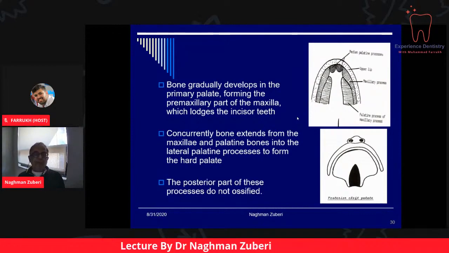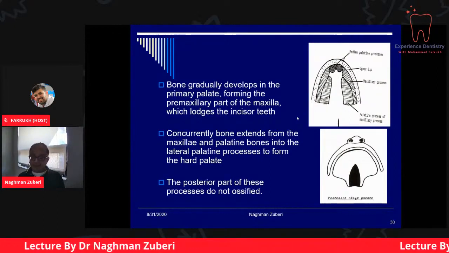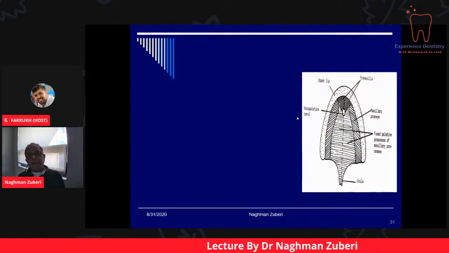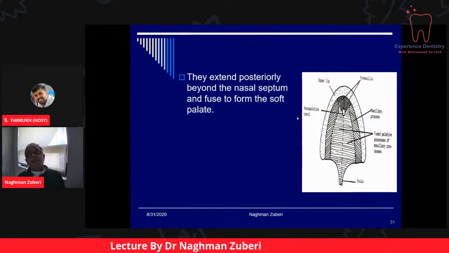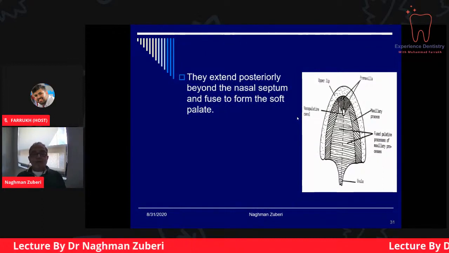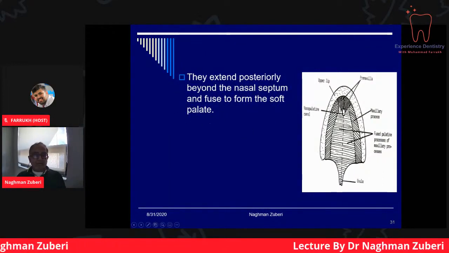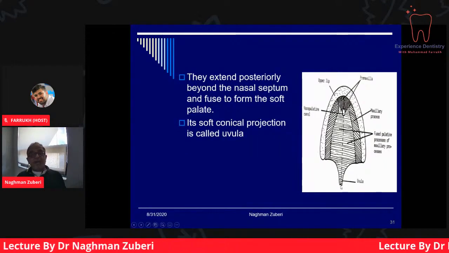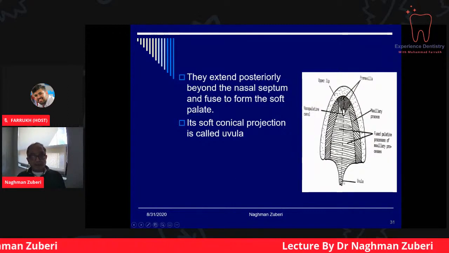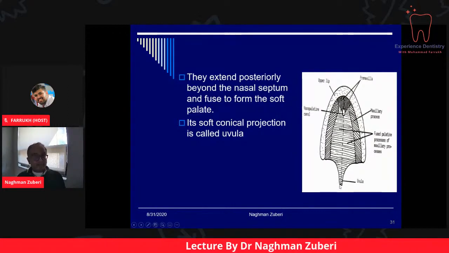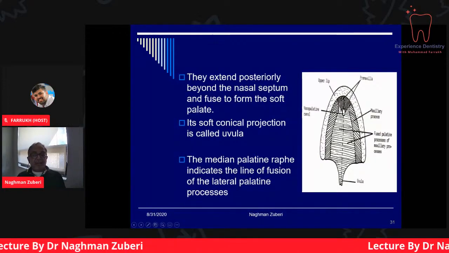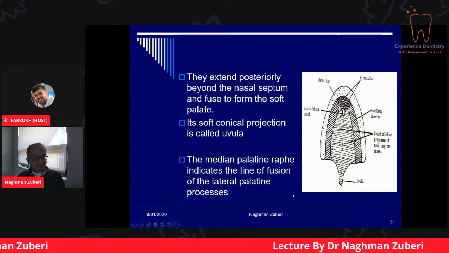The posterior part of these processes does not get ossified. That is the soft palate. They extend posteriorly beyond the nasal septum and fuse to form the soft palate. I have already mentioned the soft palate. Its soft conical projection is called the uvula. At times, it does not fuse, and you can see a bifid uvula as well. The median palatine raphe indicates the line of fusion of the lateral palatine processes.